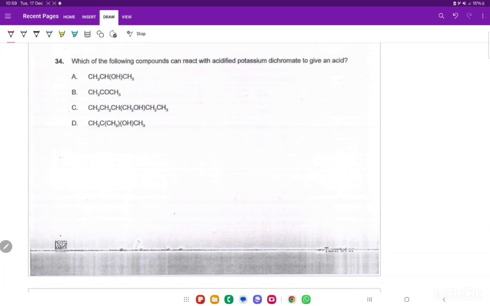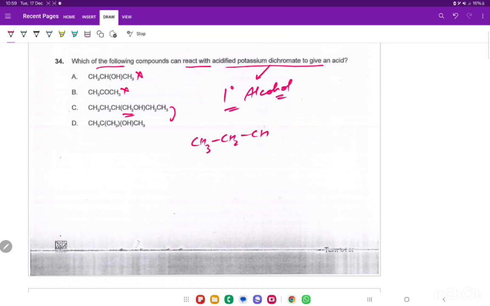Question 34. Which of the following compounds can react with acidified potassium dichromate to give an acid? An alcohol reacts with acidified potassium dichromate to give an acid, and the alcohol should be 1 degree. So we have to identify a primary alcohol. This is a secondary alcohol, not. This is a ketone, no. This is a 1 degree alcohol, I think. Yes, correct. CH3, CH2, CH and then CH2OH and then CH2CH3. This is your compound and it has a primary alcohol, 1 degree. It will form carboxylic acid 100%.